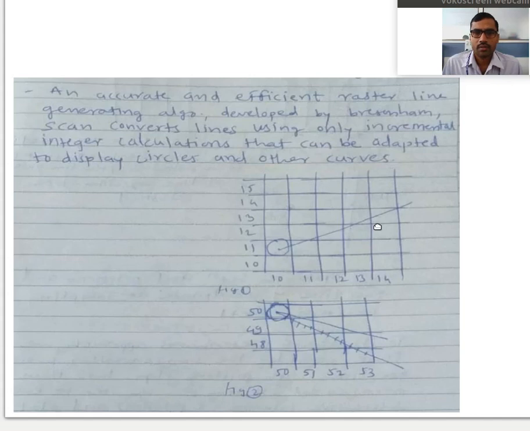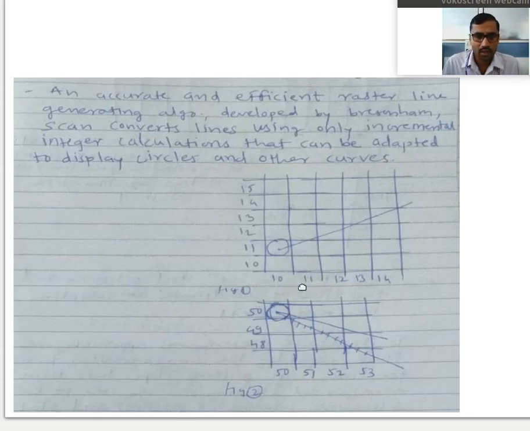First, if you see figure 1, the pixel 10, 11 is available and the line is passing through a number of pixels. Now the question is, which pixel should be selected in this line path? As you can see, the line is crossing these two pixels, 11 11 and 11 12. Out of these two pixels, which pixel should be selected?